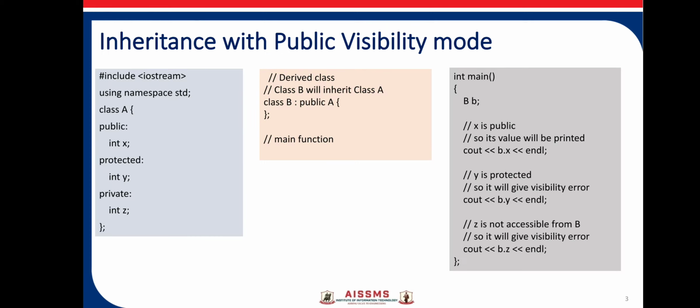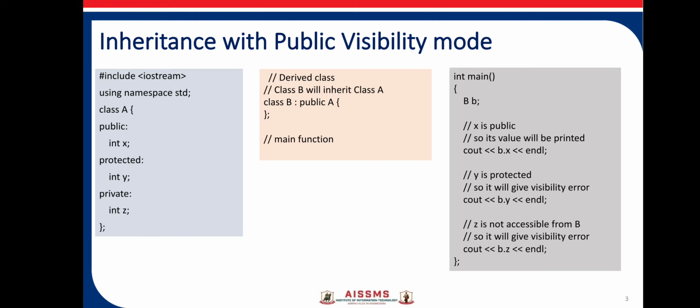This is one of the examples for public visibility mode. We are using the inheritance concept. We are inheriting a class with a public visibility mode. As you can see on the left hand side, class A is a base class in which three data members are declared. First one, X variable, that is in a public visibility mode. Second one, int Y, in a protected visibility mode. And last one, int Z, it is in a private visibility mode.